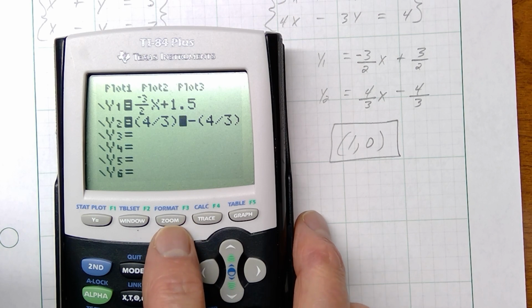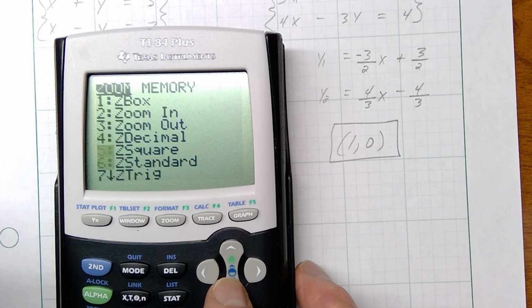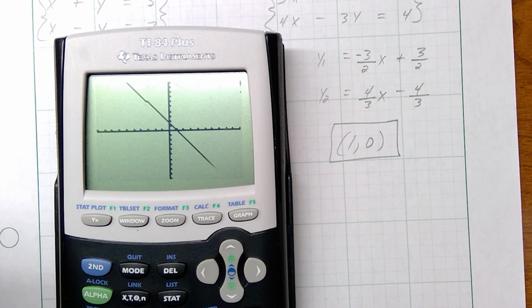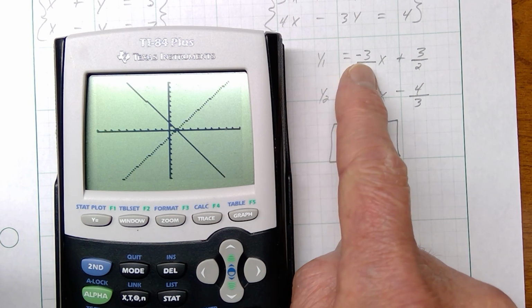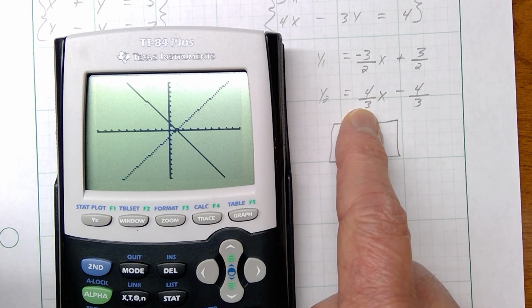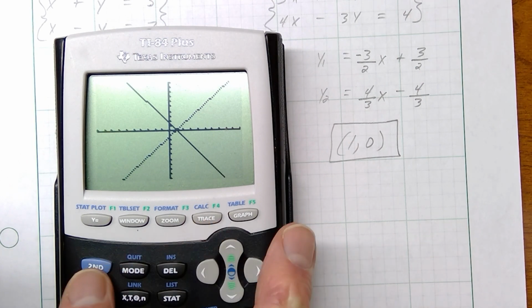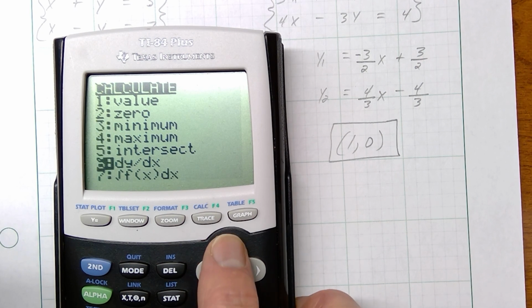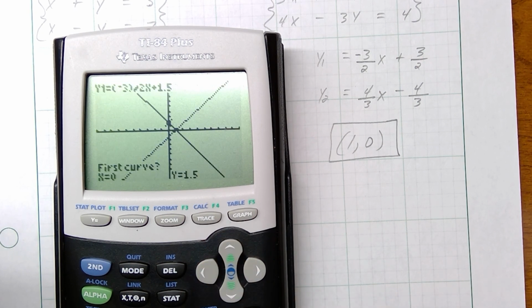All right, let's zoom. And I'm just going to go ahead and see if I get lucky with zoom standard, a 10 by 10 graph. Hit enter. There's the downhill line, and there's the uphill line. So the first line that showed up was going downhill because my slope was negative. Second line that showed up was going uphill because my slope was positive. Where do they cross? Let's go to calculate. Second, calculate where they intersect. Or you can just hit number 5 if you want to. And I'm just going to go real quick. There's only 2 lines on the graph, so I'm just going to hit enter, enter, enter without even thinking. And the intersection is 1, 0.